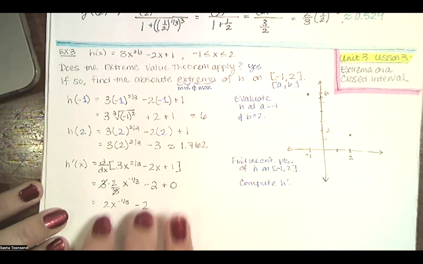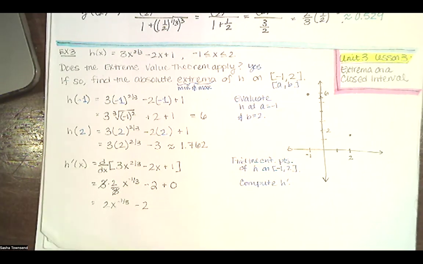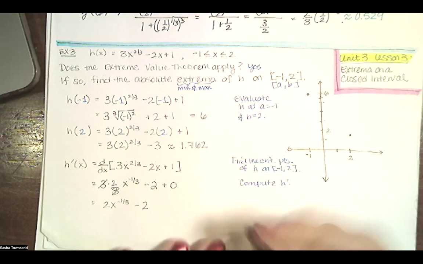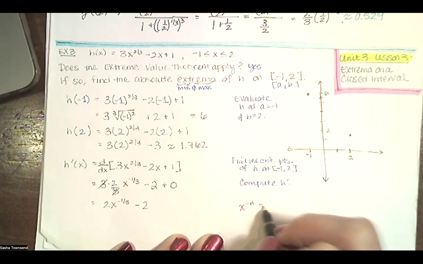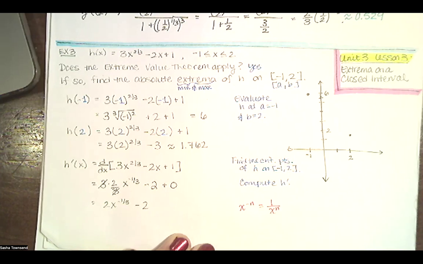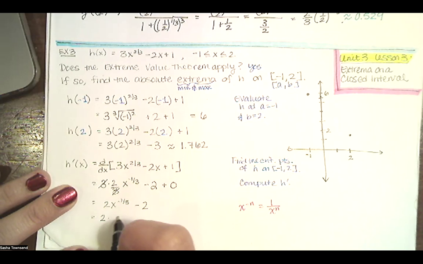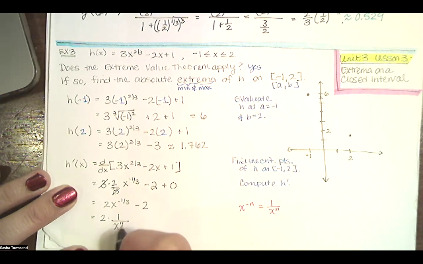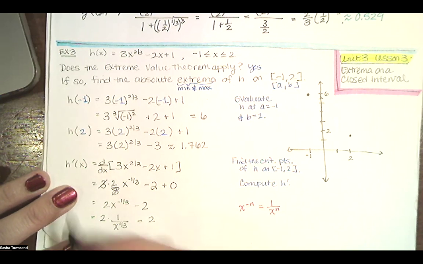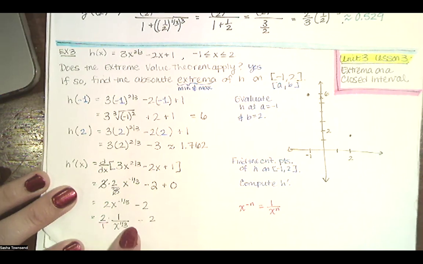Now it helps to remember our exponent properties here. And that x to the -1/3 is actually a fraction. It's a little bit difficult to see, but x to a negative power is the same as 1 over x to the same power but positive. So this 2 is multiplying 1 divided by x to the same power but positive. And we're subtracting 2 from it. And this number we can write as itself over 1. So if we multiply straight across, we get 2 divided by x to the 1/3.